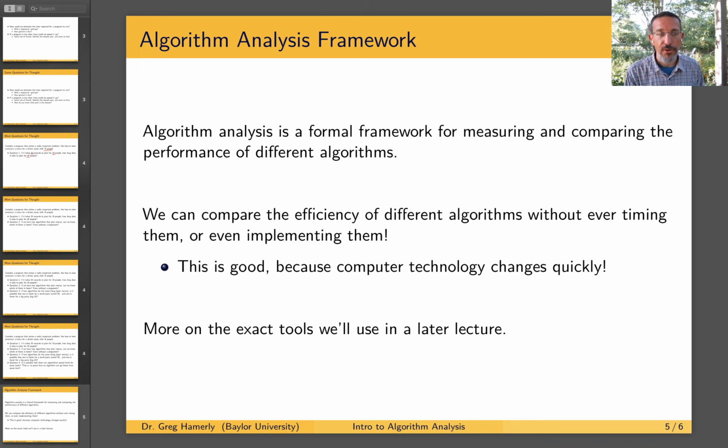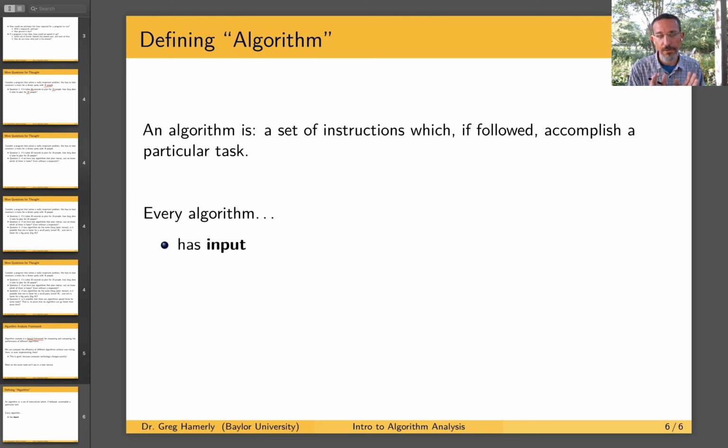The framework that we're talking about for algorithm analysis is a formal framework. It's a mathematical framework for measuring and comparing the performance of different algorithms. The nice thing about our framework is that we can compare the efficiency of different algorithms without timing them, without using a stopwatch, and often without even implementing them. That's a good thing, because computer technology changes quickly. We can talk about the speed of an algorithm without reference to its speed on this computer versus that computer. Just how fast is this algorithm, not how fast is this algorithm on this computer at this time. We'll talk more about the exact tools that we'll use for this formal analysis in a later lecture. But for now, I'm going to finish with this.